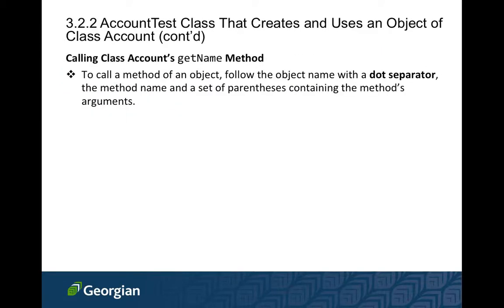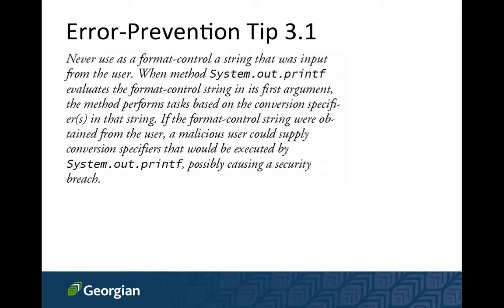Instantiating an object, we covered. Calling class Account's name. Here's error prevention tip 3.1: never use a format control string that was input from the user. It's a good one. Because when the method System.out.printf evaluates the format control string in its first argument, it performs tasks based on the conversion specifiers. If the format control string were obtained from the user, a malicious user could supply conversion specifiers that would be executed by System.out.printf, possibly causing a security breach.